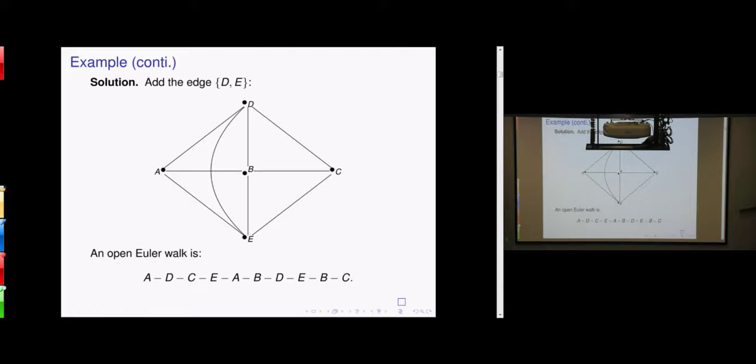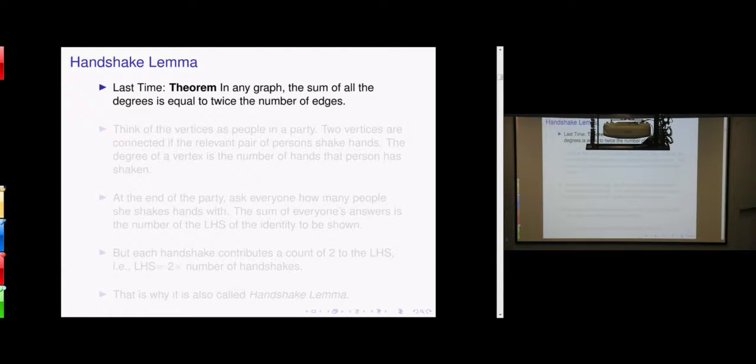So A to D, D to C, C to E, E to A, and A to B, B to D, D to E, E to B, E to C. So for example, this is one. You can travel it in a different order. It doesn't matter. But you have to start from one of these and finish at the other. This is what the theorem told us. Okay, so this is an example.